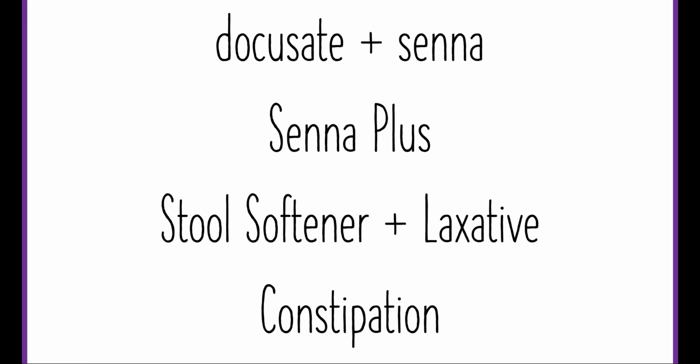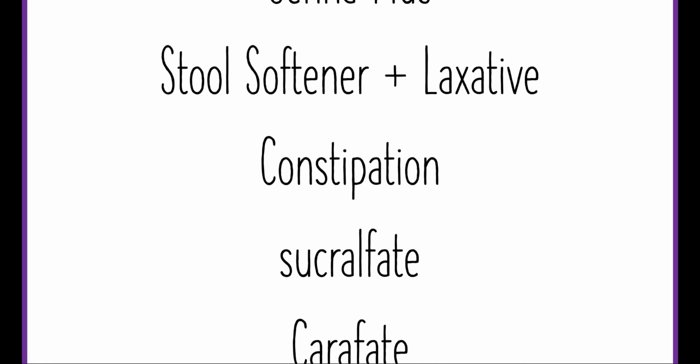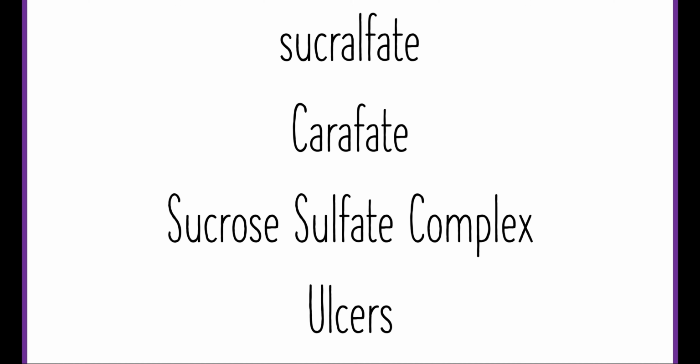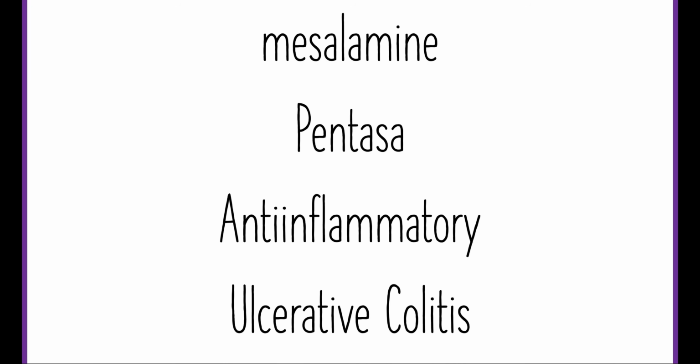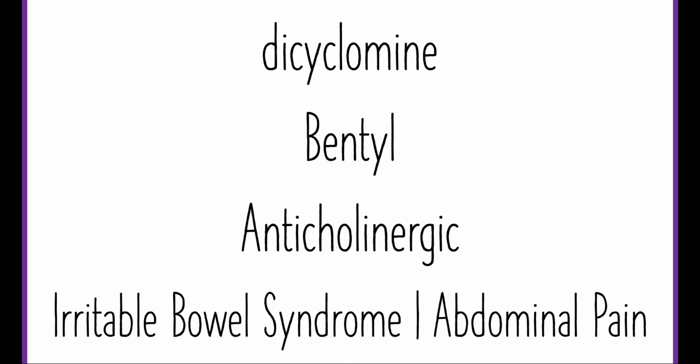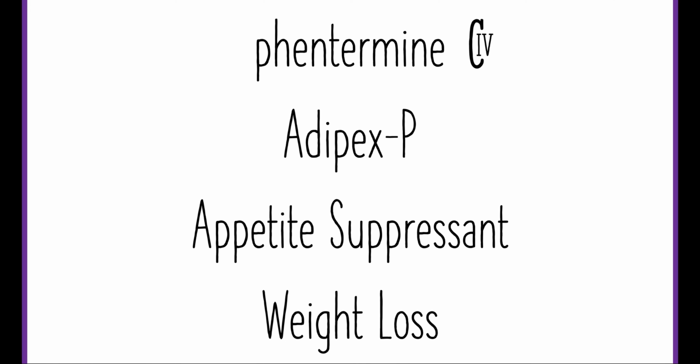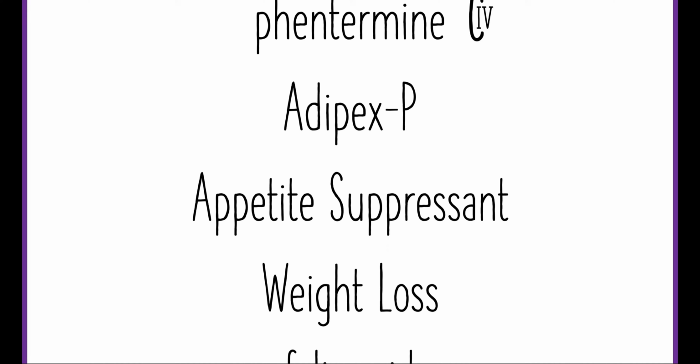Docusate with Senna or Senna Plus is a stool softener with a laxative for constipation. Sucralfate or Carafate is a sucrose sulfate complex for ulcers. Mesalamine or Pentasa is an anti-inflammatory for ulcerative colitis. Dicyclomine or Bentyl is an anticholinergic for irritable bowel syndrome or abdominal pain. Phentermine or Adipex-P is an appetite suppressant for weight loss.